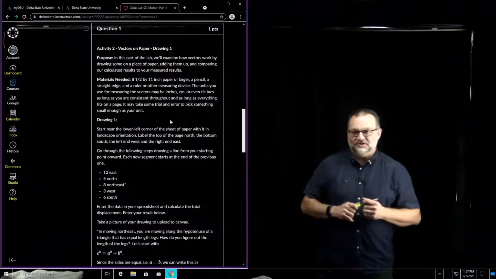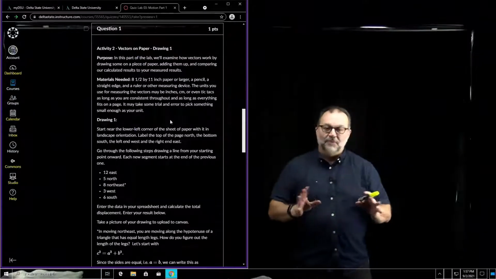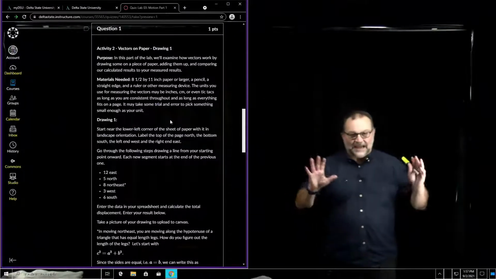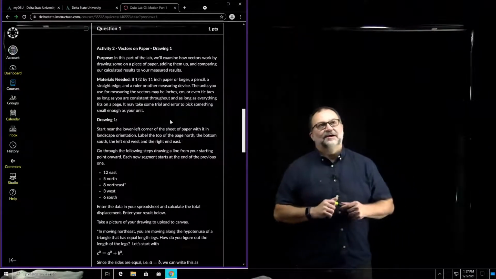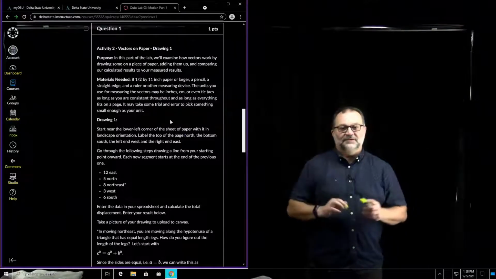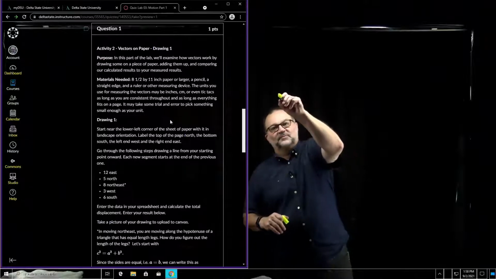I had some questions come into me on Canvas about Lab 3, Motion Part 1, Activity 2, and some students asking how exactly do they go about doing this. So I thought I'd step into our video studio and put together a quick explanation on this. And so you're supposed to take a piece of paper.